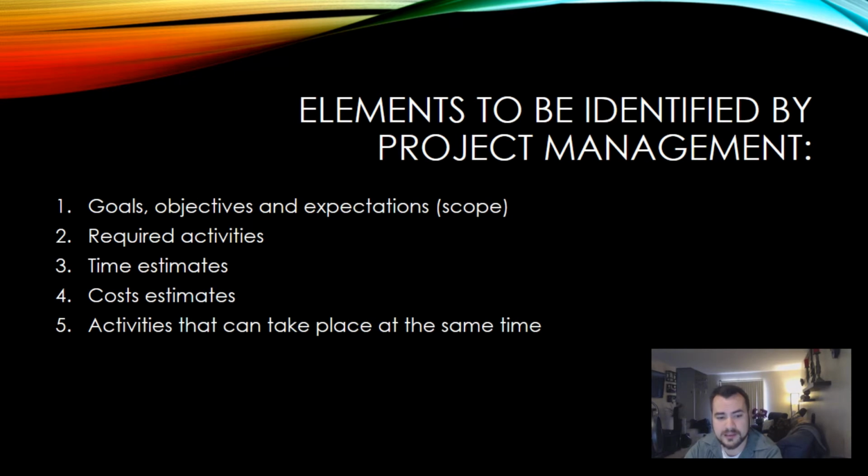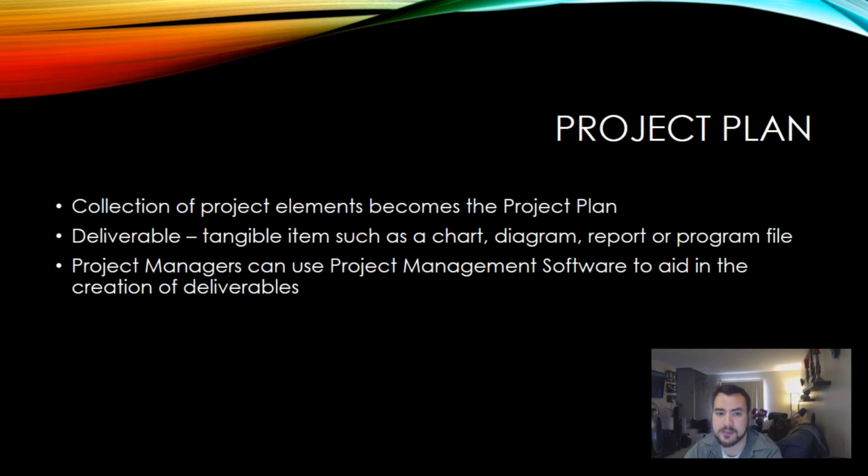There are certain elements to be identified at the start of a project. One would be the goals, objectives, and expectations. That's sometimes called the scope. It's what the project is meant to do, what the information system is, the whole purpose. Then you have to identify what activities will be required to achieve those goals, the amount of time it might take, the amount it might cost, and then what activities can be done simultaneously to reduce the amount of time taken to complete the project. The collection of those elements becomes the project plan.